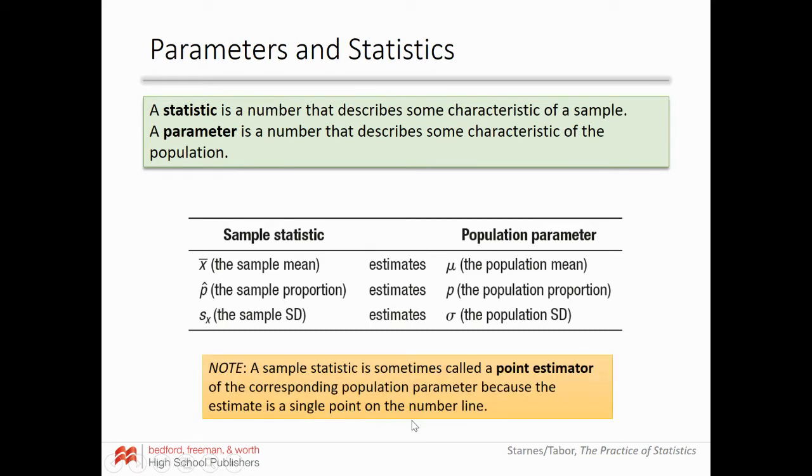And then note, a sample statistic is sometimes called a point estimator of the corresponding population parameter because the estimate is a single point on the number line. For example, if I took the mean height of our class, that sample mean would be x bar, a point estimator for the true population mean, mu, of height for the school, because it is one specific estimate, one sample mean that I found.